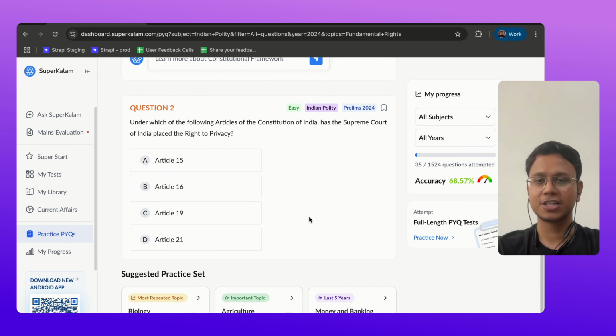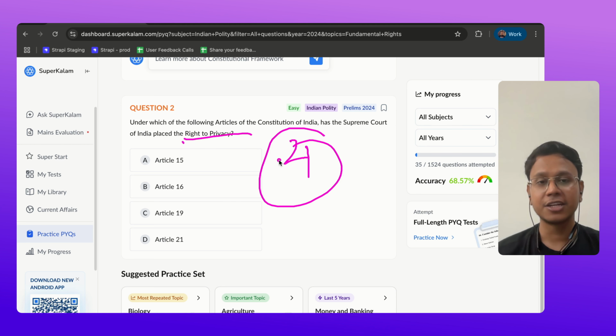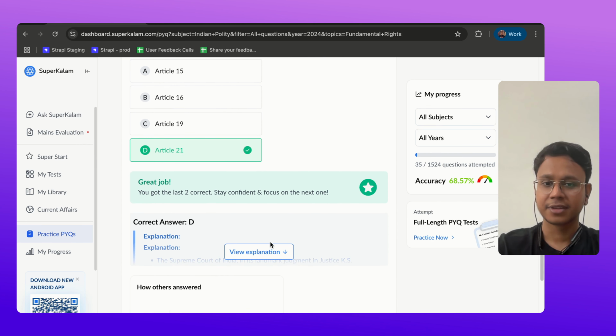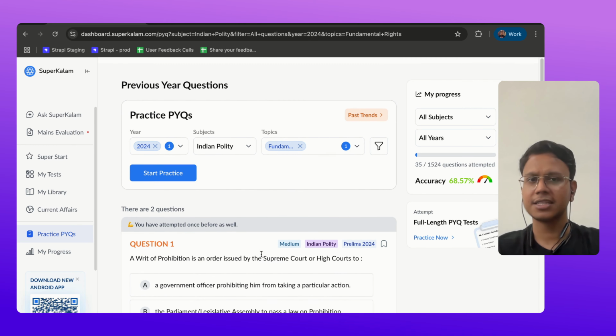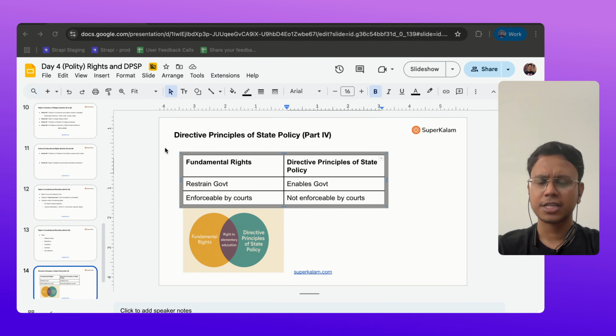Now there is one more question which we should also do. Under which of the following articles of the Constitution has the Supreme Court of India placed the right to privacy? I told you, Supreme Court has extended the meaning of Article 21 and even incorporated privacy into that. So therefore, Article 21 will be its answer. You can go through the description. In the same way, for other topics, for directive principles, for other years also, you can practice it, right?